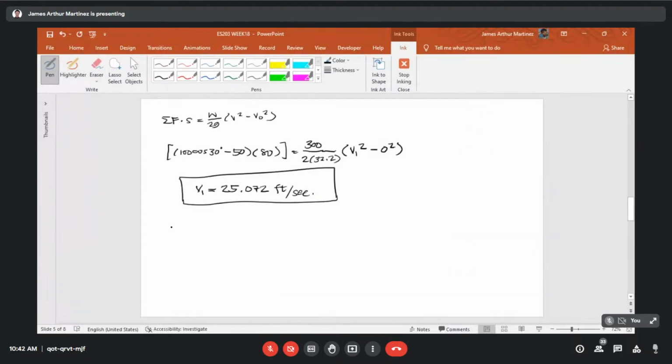So from A to C, in the analysis, applying the work and energy equation, it equals W over 2g times final velocity squared minus initial velocity squared. What will happen now is we are going to analyze the second phase of the motion, class. So we have to understand what happened.